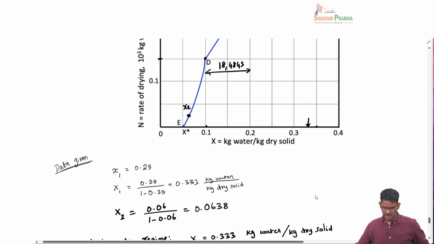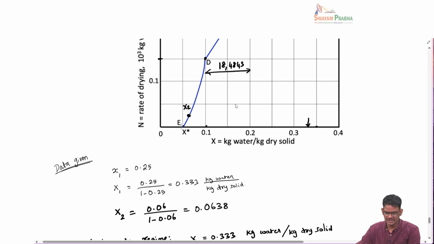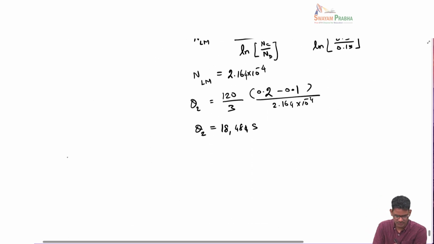And next is to look at from point D to the final moisture content x2. Here again, like I said, I have tried to linearize this and then get a simple calculation. You can also do it graphically: you plot 1 by N versus x and then integrate this out if you want. But since this is not very different from linearity, I am going to use the linearized version of the third regime, falling rate, linearized.